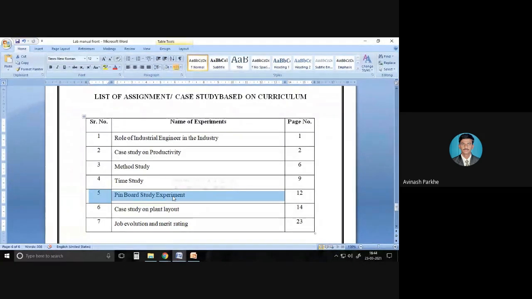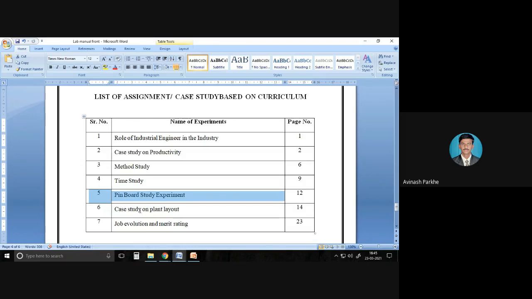That means to complete the same work, if I am using both hands, the time required to complete that particular task is very less. Therefore, completing the work by using a single hand and completing the same work by using both hands, that concept is called a pinboard study experiment.